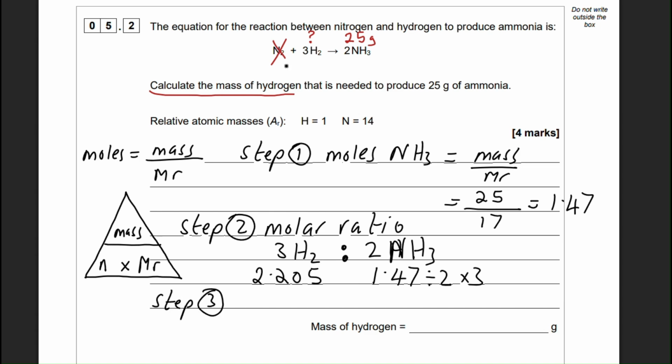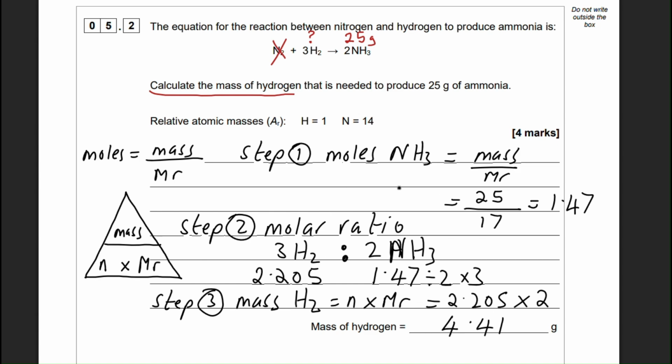Step 3 is what I'm trying to work out, and this is the question mark. Go back to the question: calculate the mass. So I'm going to work out the mass, and it's important to write down the mass of which substance. So mass of H2. We use this triangle, mass equals moles times MR. So it's n times MR, and the moles is the number from step 2. So it's 2.205 times the MR. The MR of hydrogen is 2 because it's 1 times 2. And then I get 4.41 grams, and that's your answer.